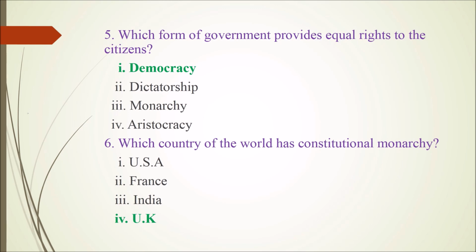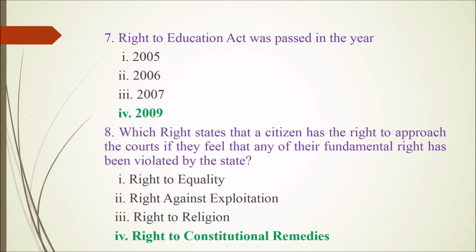Question number 6. Which country of the world has constitutional monarchy? Option 1 USA, option 2 France, option 3 India, option 4 UK. So the correct answer is option 4 UK. Question number 7. Right to Education Act was passed in the year option 1 2005, option 2 2006, option 3 2007, option 4 2009. So the correct answer is option 4 2009.